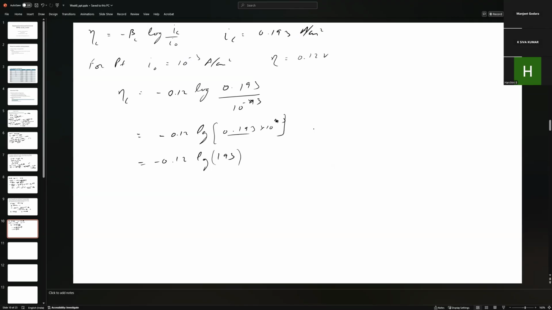Minus 193. Minus 0.12 into 2.8828, sorry, 0.285 to 0.2. So you get minus 0.274 volts.